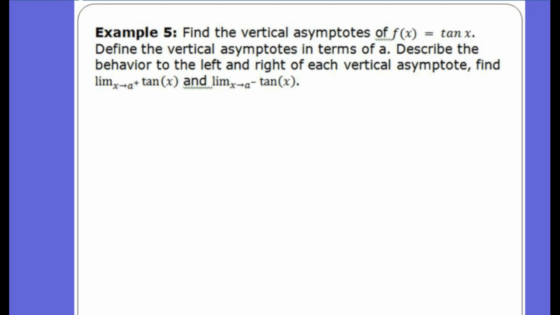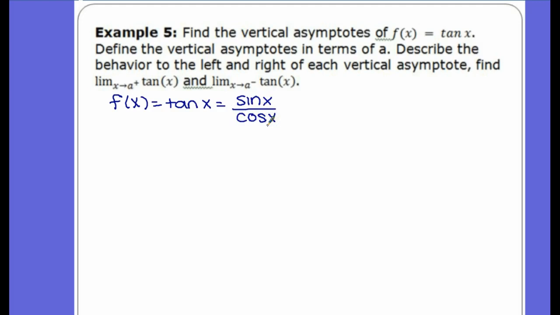Okay, so it says find the vertical asymptotes of f of x equals tan x. So we know that the tangent of x has many, many vertical asymptotes, because the tangent of x has many, many points of discontinuity. Those points of discontinuity occur at all of the key points in which the cosine is 0. So if I'm talking about f of x equaling tan x, I'm talking about sine of x over cosine of x.